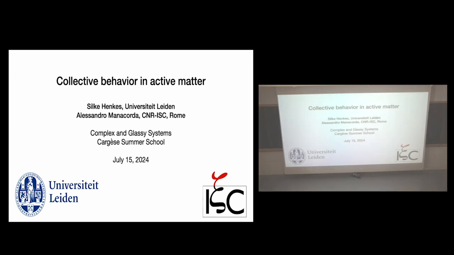Okay, so first I want to thank Silke for giving this introduction, also because I guess that most of the people here don't work on active matter or have a very generic view on active matter. So before giving the talk, for which I think I have maybe 20 minutes, something like this. 10, let's say 15, come on.